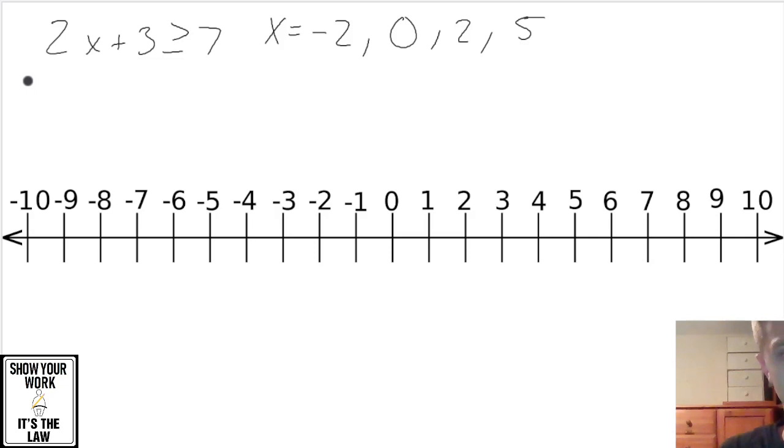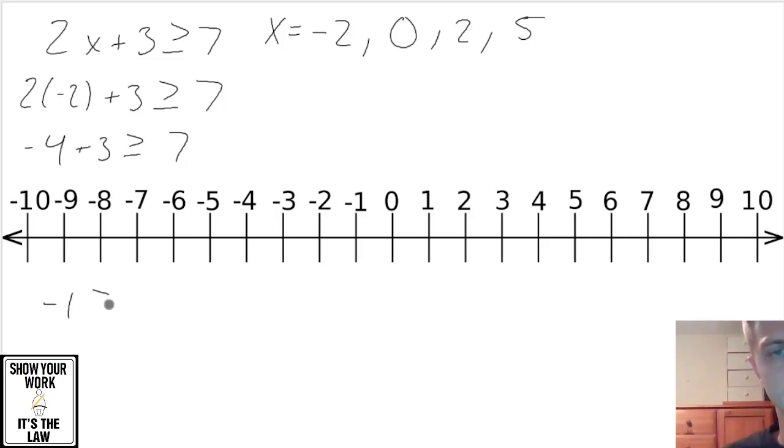So replace x with -2, and we can solve. -2 times 2 is -4 plus 3, greater than or equal to 7. -4 plus 3 is -1, greater than or equal to 7. Is -1 greater than or equal to 7? No. Therefore, -2 is not a solution.